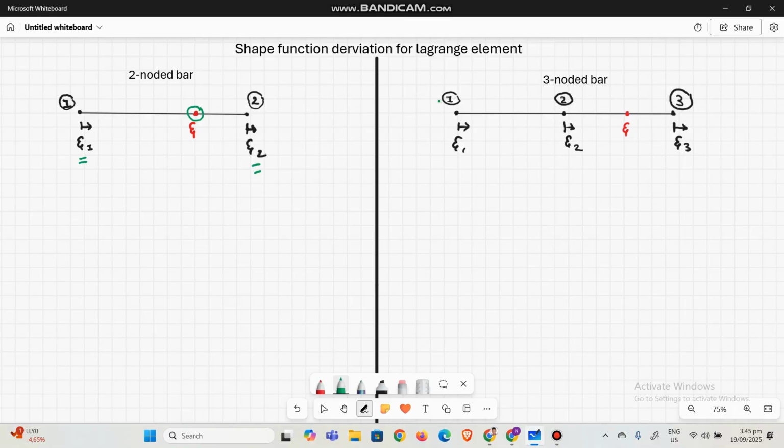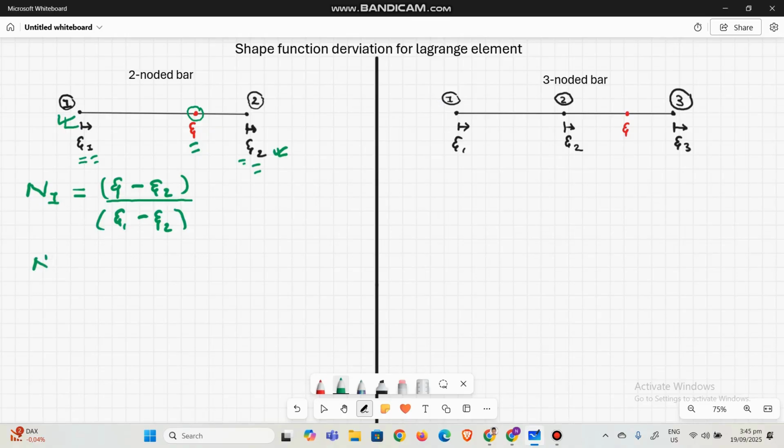So according to the Lagrange method, if you have to find the shape function for node 1, there is a very simple formula. You just do xi minus, since you are looking for the shape function for node 1, you subtract the second coordinate. So xi minus xi2, divided by, at the denominator, you just subtract xi1 and xi2. So xi1 minus xi2, then this would be your shape function for node 1.